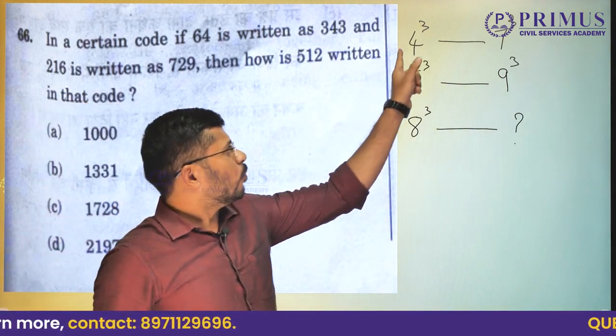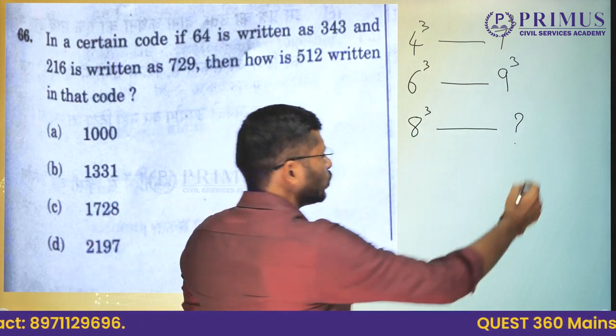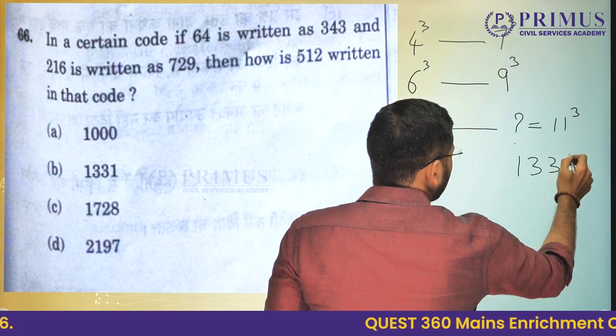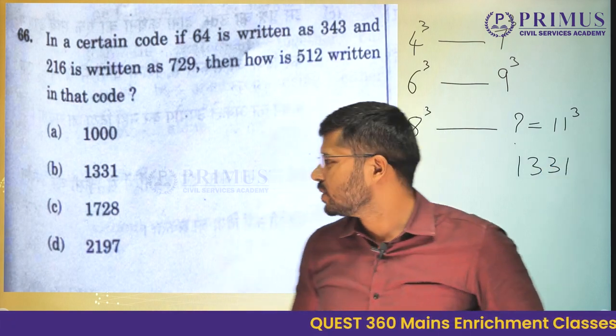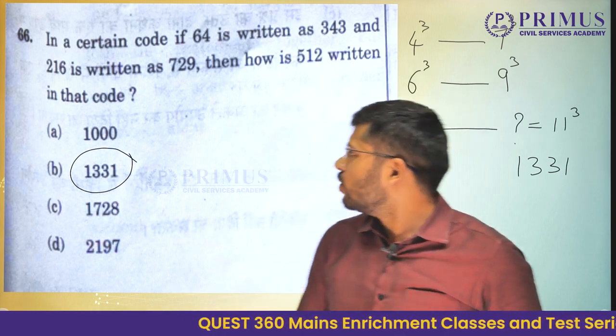Now 4 plus 3 is 7. 6 plus 3 is 9. So 8 plus 3 will give you 11. So this should be 11 cube. So what is 11 cube? 11 cube is 1331. Do we have that option? Yes, option B, that is our answer. We will go further now.